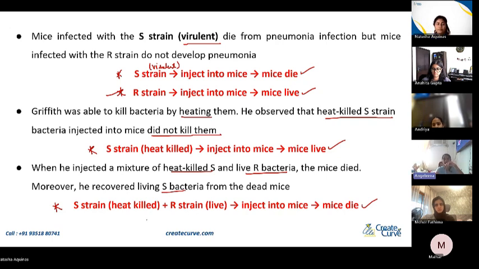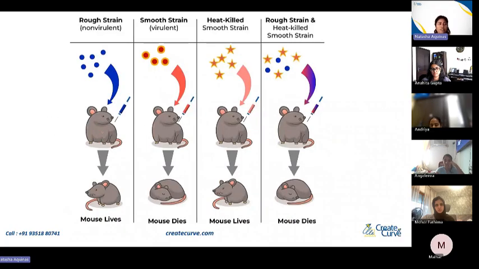Ma'am, some characteristic of the S strain that made it virulent must have gotten transmitted to the R strain. Correct. So it would have got transferred. Okay. Now before that, let us just look into this.